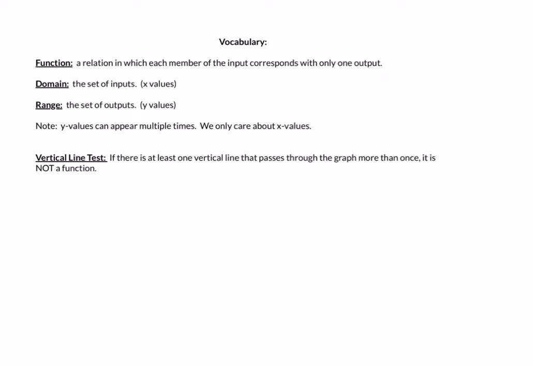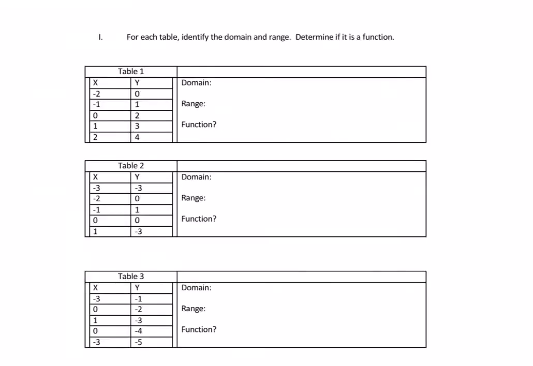Now we're going to be looking at tables, graphs, and equations. When we get to graphs, we have something called the vertical line test. And what this says is if there is at least one vertical line that passes through the graph more than once, it is not a function. So let's go ahead and start with some examples. So the first thing we're going to look at is tables. We're going to start by identifying the domain and range, and then we want to know, is it a function?